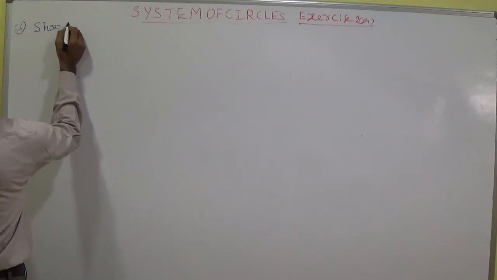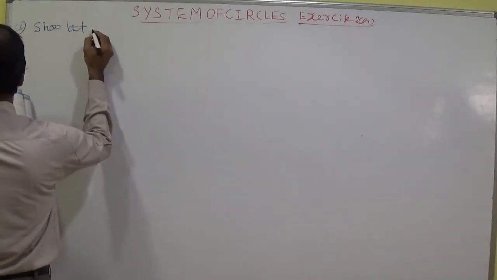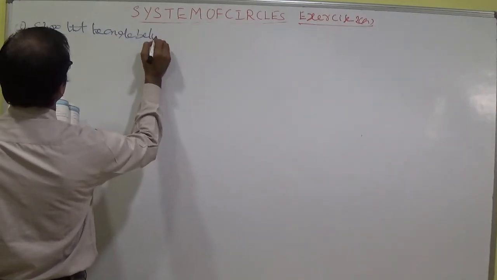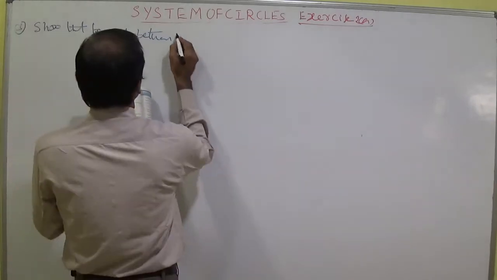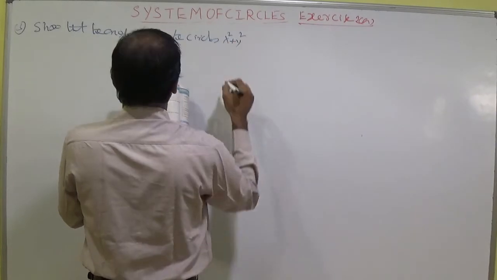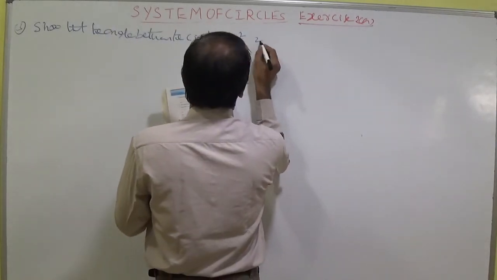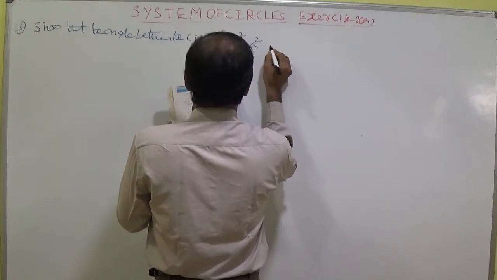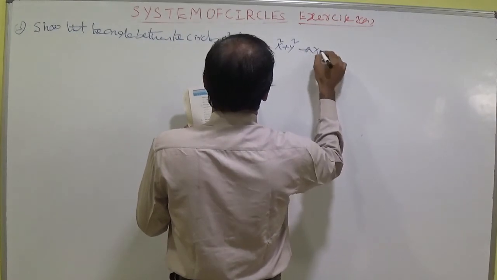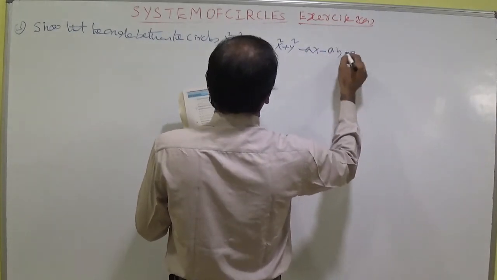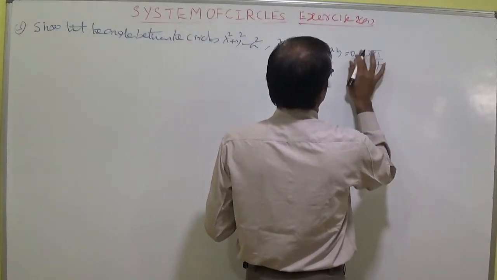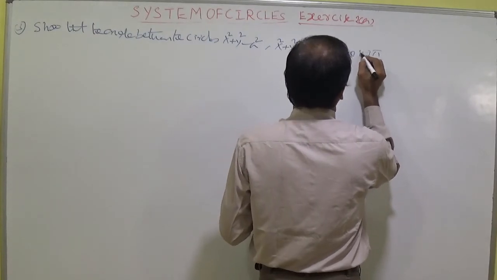Show that the angle between the circles x square plus y square minus a square, comma, x square plus y square minus ax minus ay equal to 0 is 3 pi by 4. Angle is 3 pi by 4.